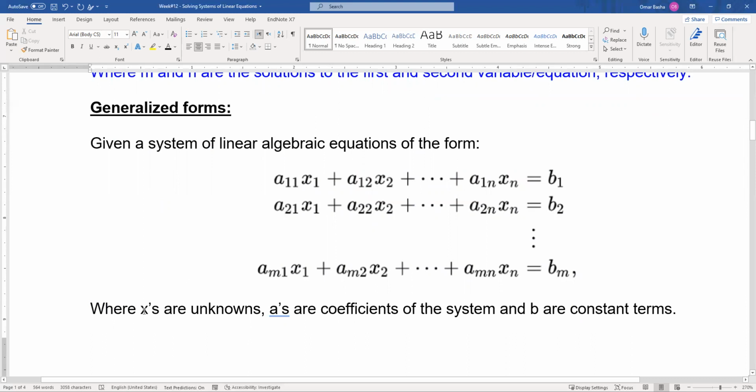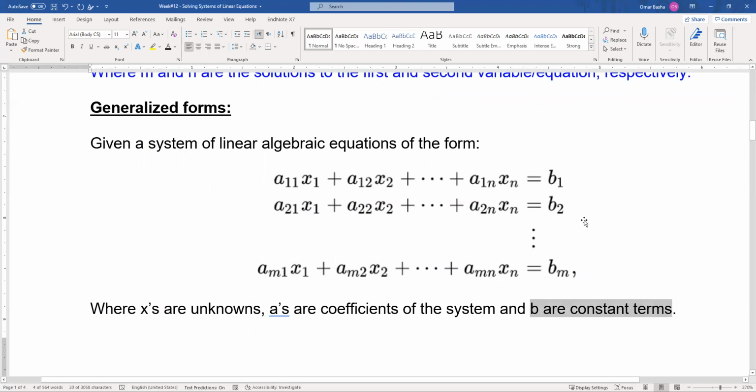Where x's are your unknowns, the variables. A's are the coefficients, so A's are the constant numbers, or the coefficients, sorry, for these variables. So this could be 3x1 plus 2x2 all the way to minus 5xn is equal to 12, whatever. And b's are the constants, okay?